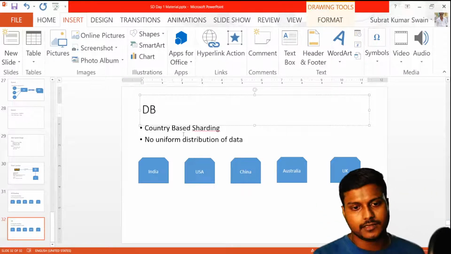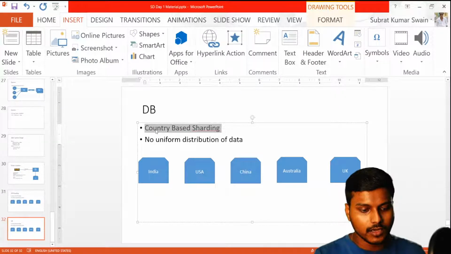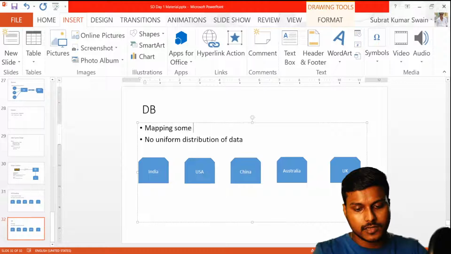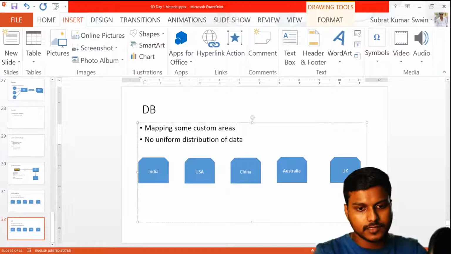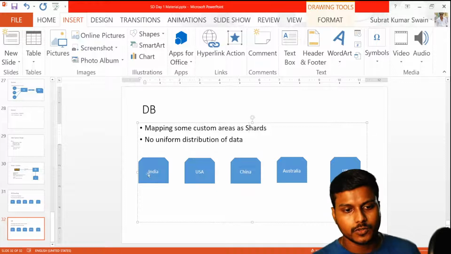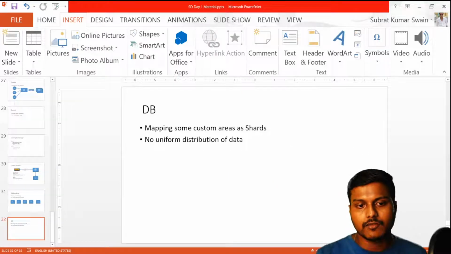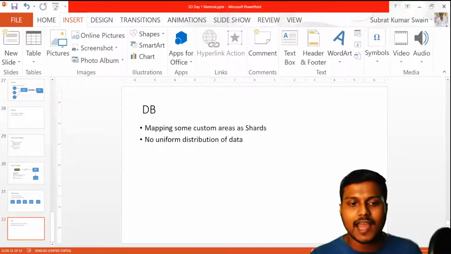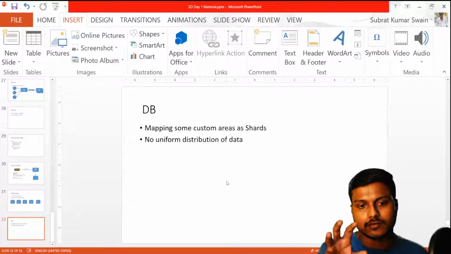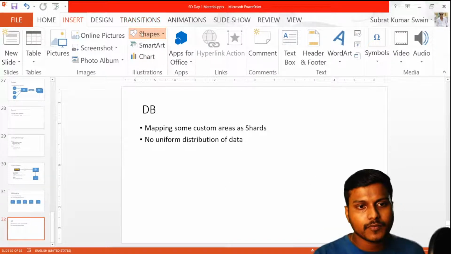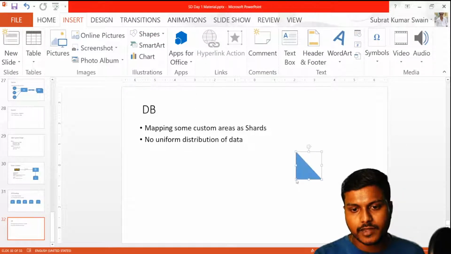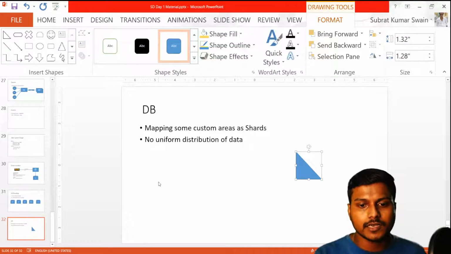So the next thing we can do is map some custom areas as shards, database shards. So there is no country based sharding anymore. What we'll do is take the entire world, the entire globe, and think of some custom areas. Maybe one area I will think of, it is a triangle. Whatever area comes within this triangle, I'll put in shard number one.